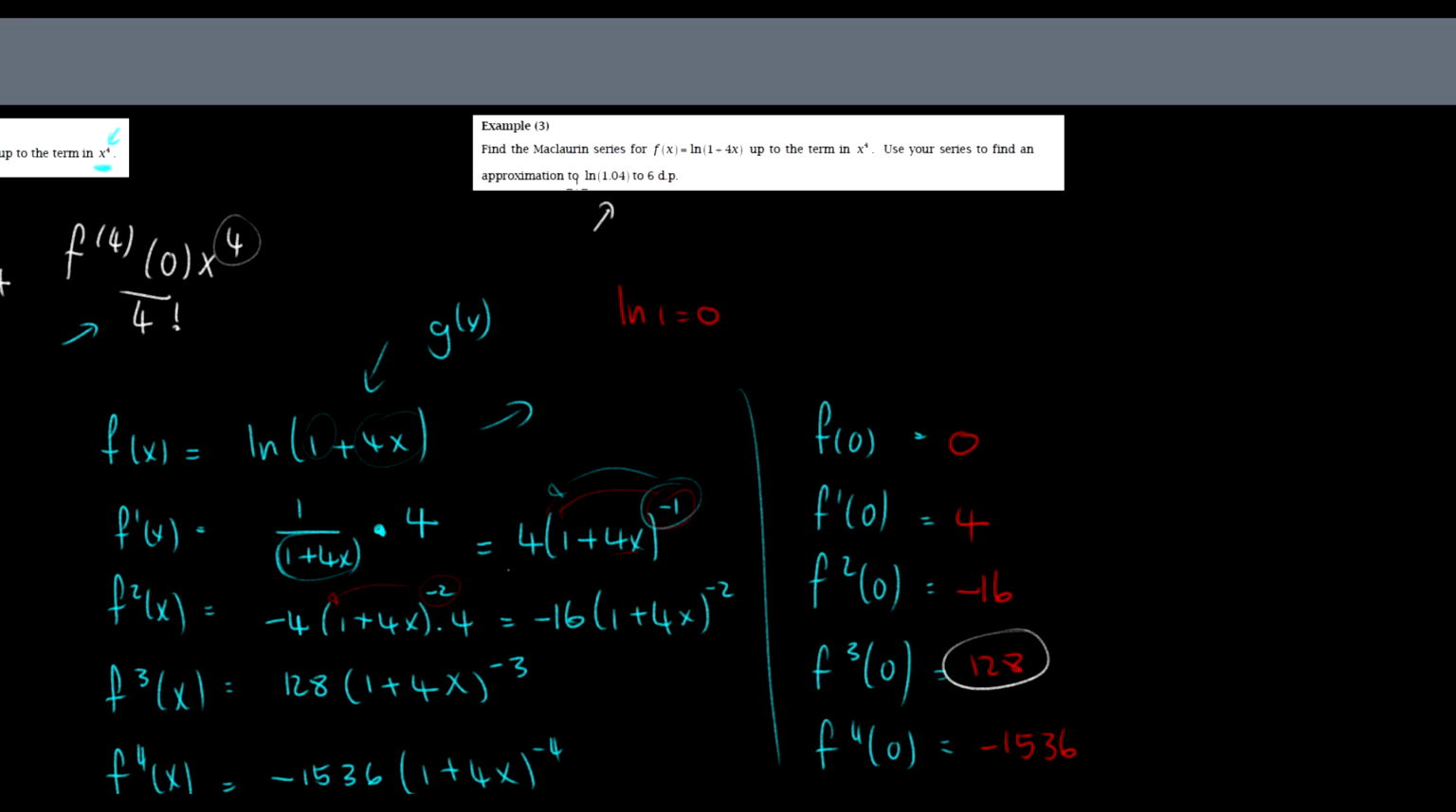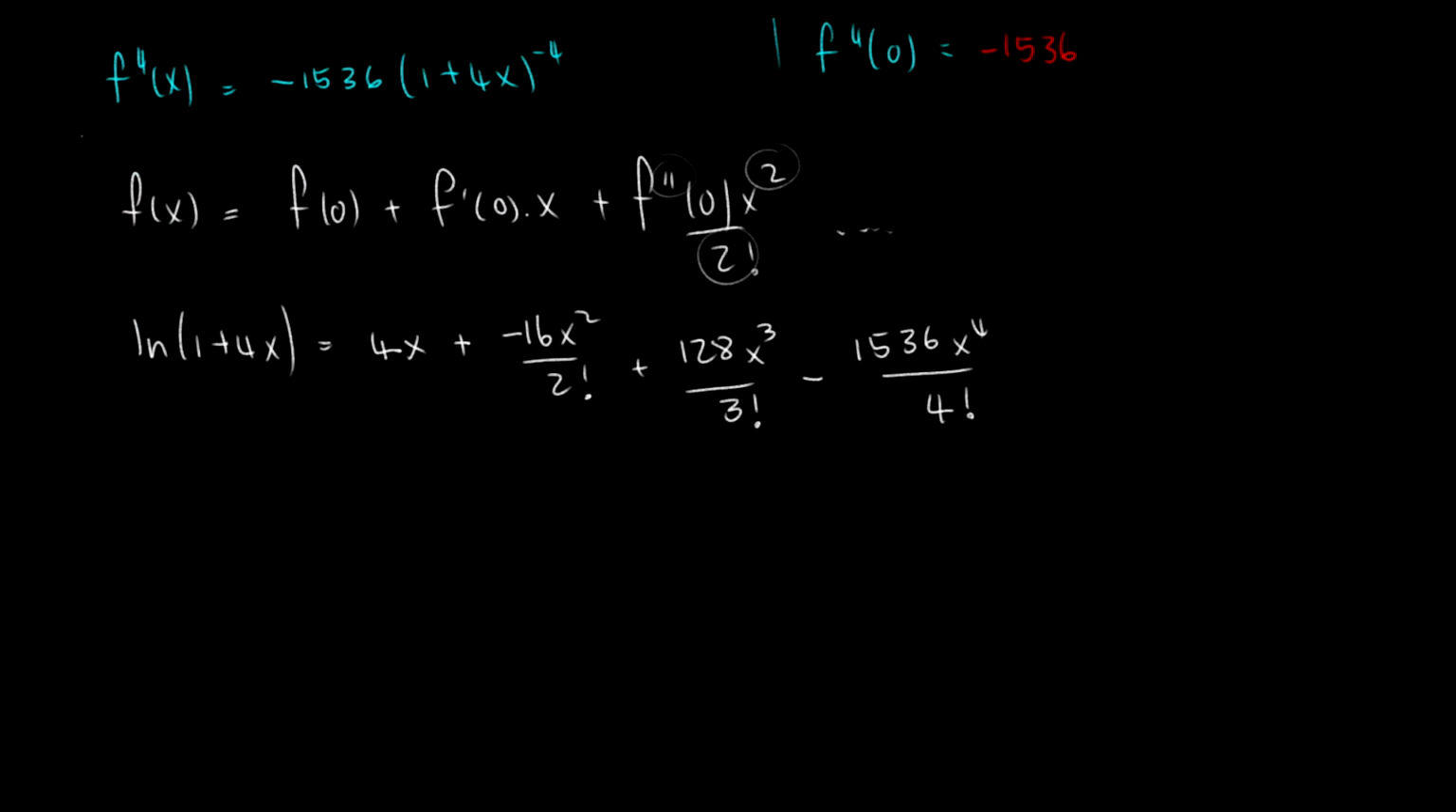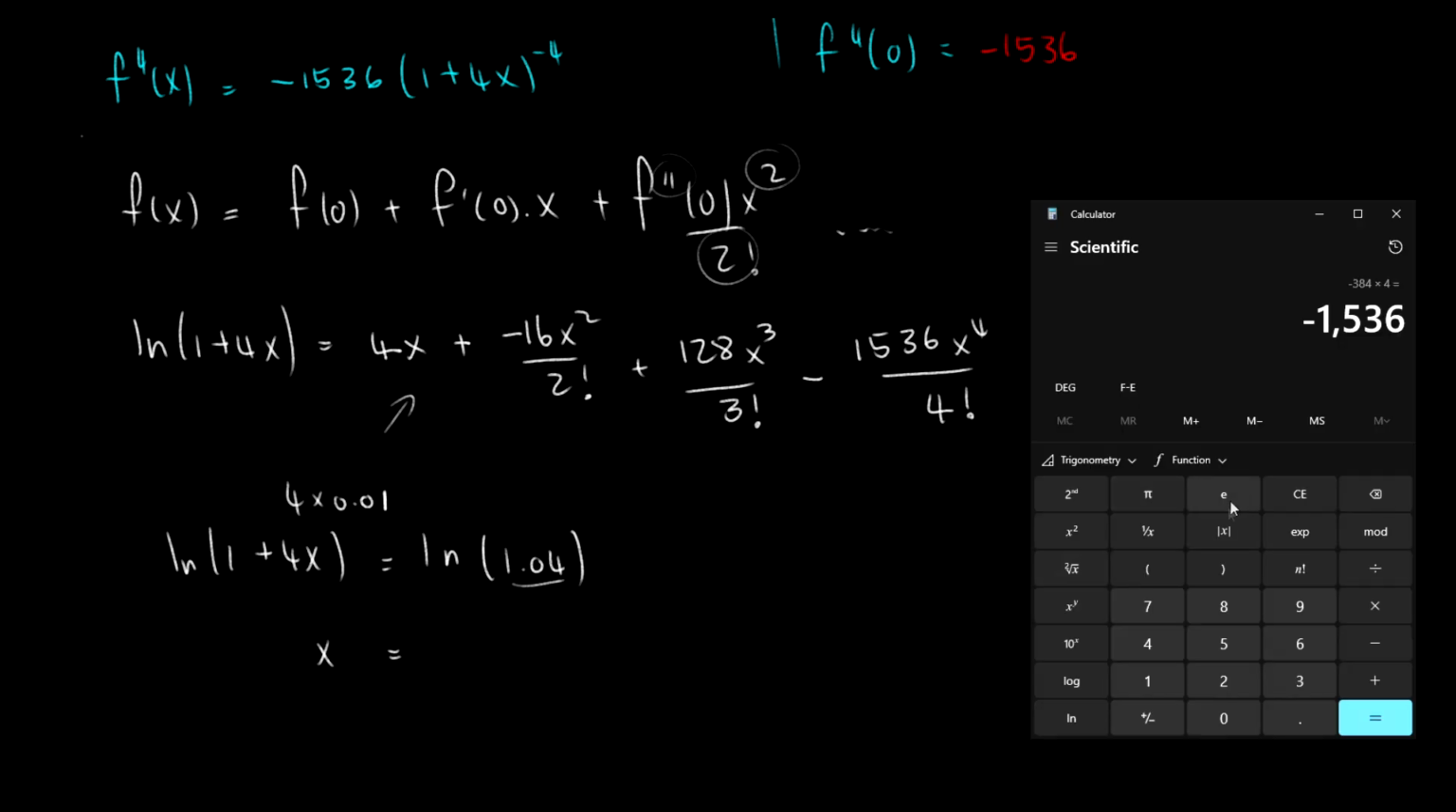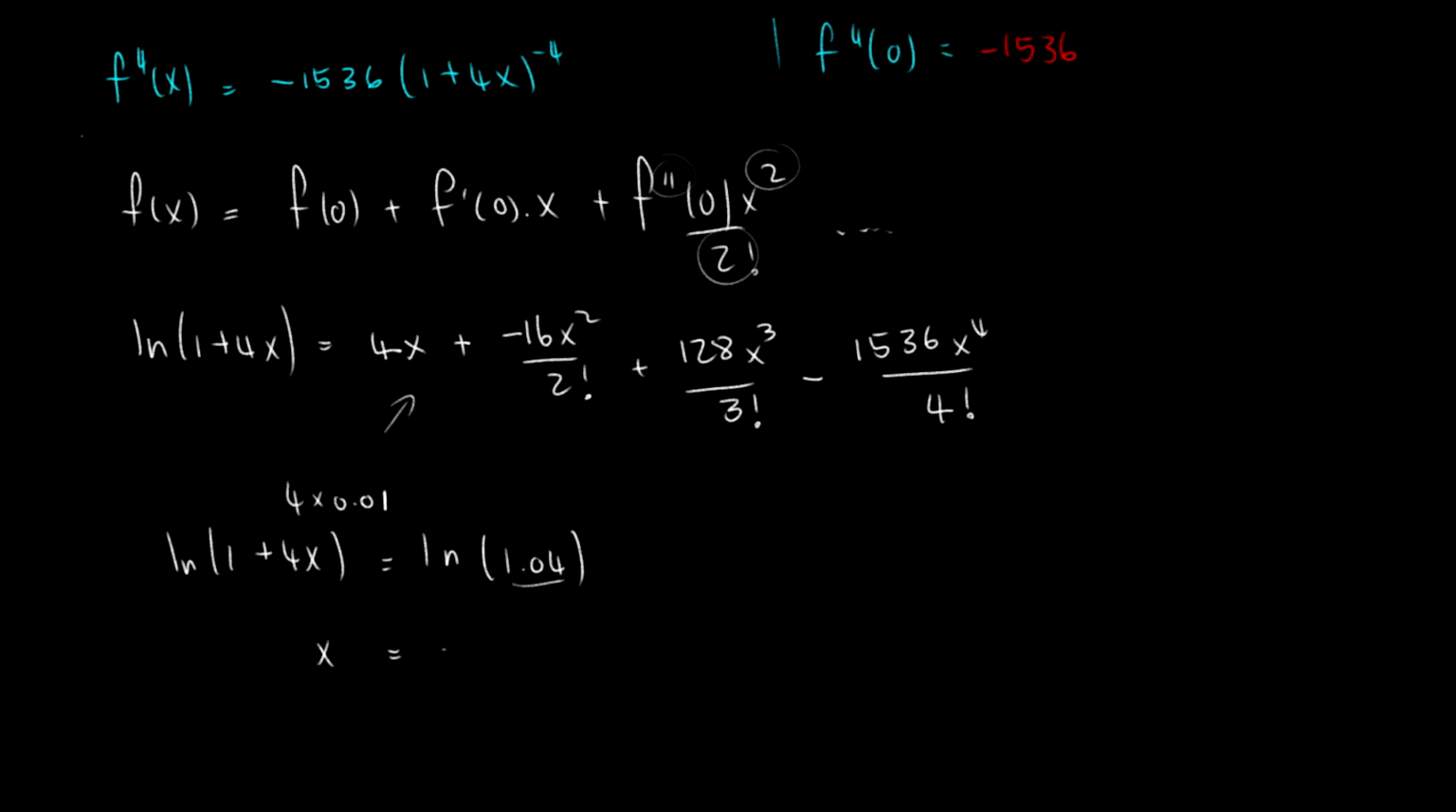The second part of the question is to use this series to find an approximation for ln 1.04. In that case we first need to solve what x needs to be to go into the Maclaurin series. We know that 1 plus 4x should be equal to 1.04. There are two ways we can solve this, but we can see in this particular case that x needs to be 0.01, right? Let me double check that quick. We have 4 times 0.01, which is 0.04, plus 1 is 1.04. So we know that x is 0.01.